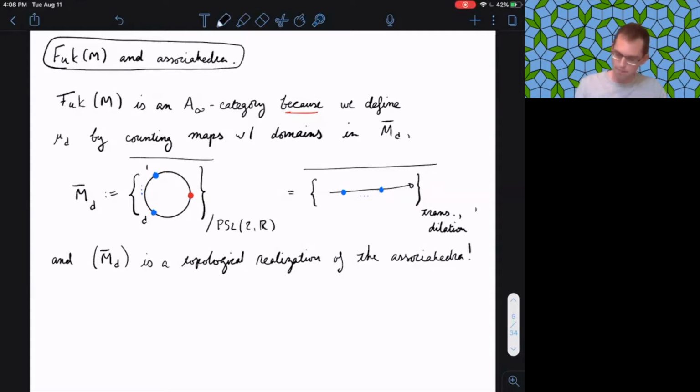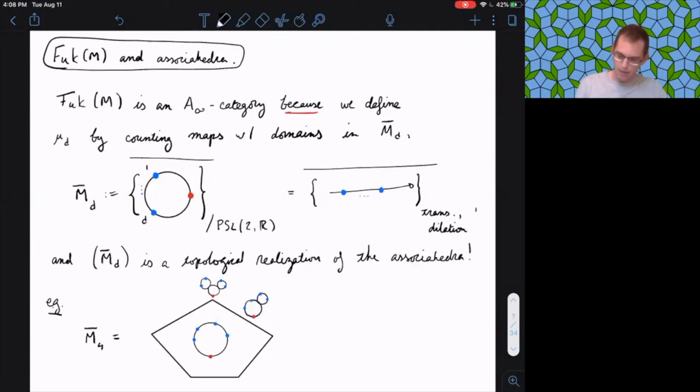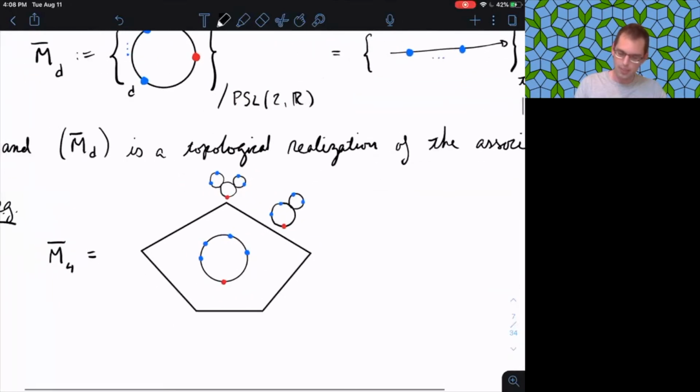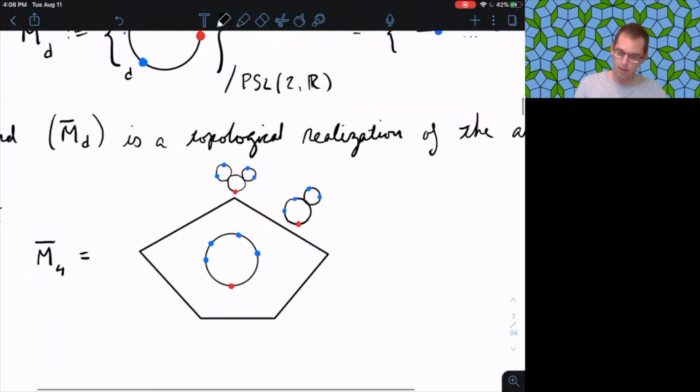And to get warmed up here, let me just write out one example of one of these configuration spaces of domains. So this is M4. So we have disks with 5 boundary mark points, one of them distinguished. And we compactify that thing, and I claim that we get a pentagon. And so let's work out some of the edges and vertices of this thing.